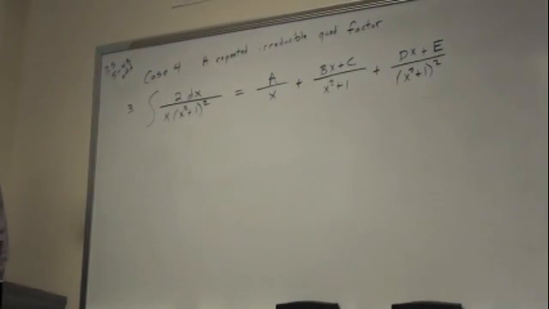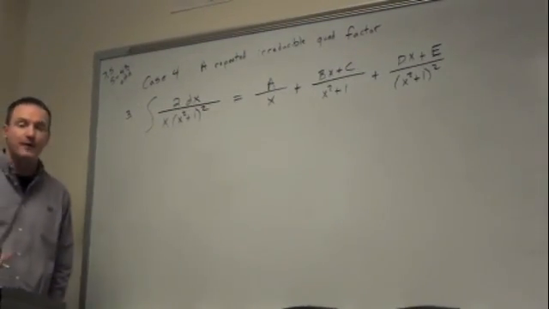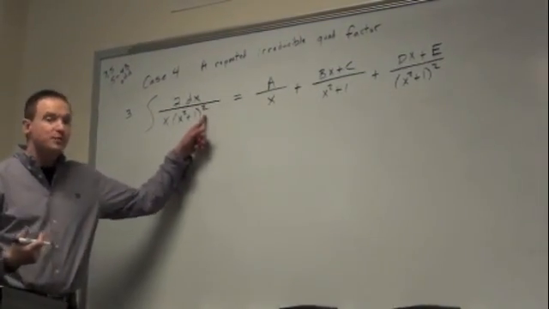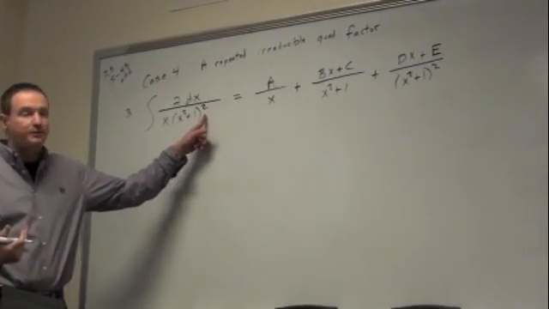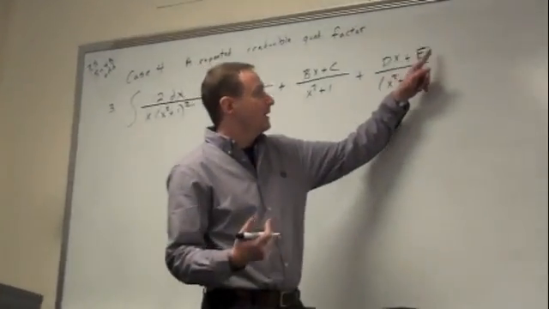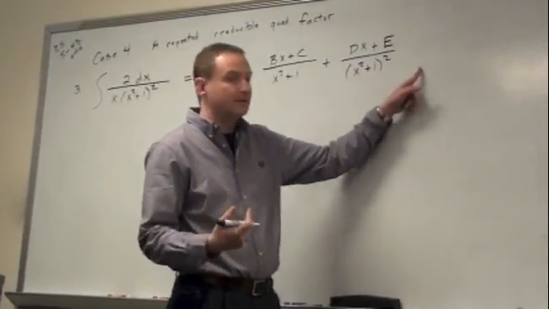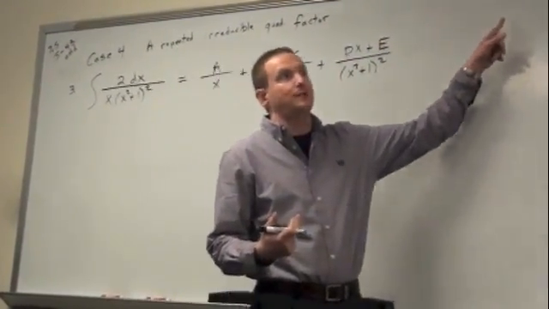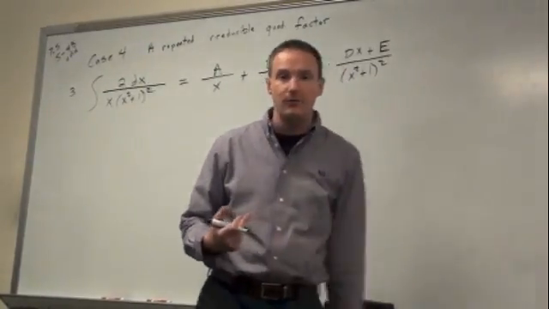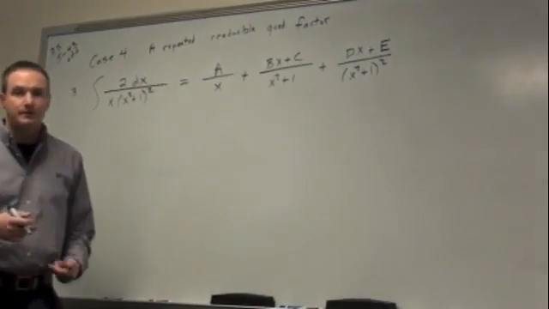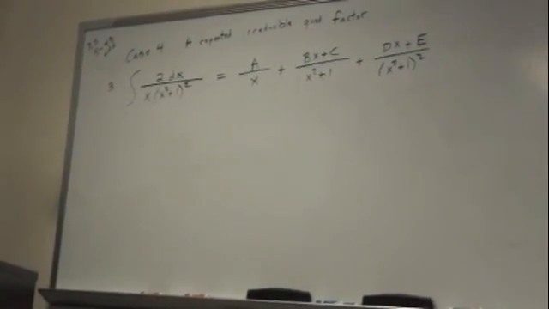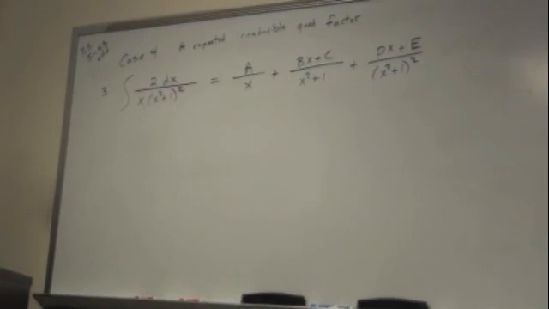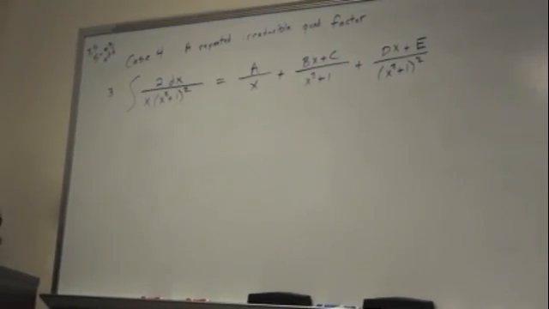So you put a linear factor over every power of that irreducible quadratic. So if this would have been x squared plus 1 to the 4th, you'd have had fx plus g over this cubed, hx plus i over that to the 4th. So you'd have kept on going. You just go like z plus a or something like that? Or you start using double letters? Use subscripts. Yeah.